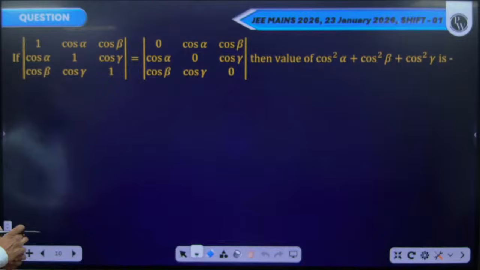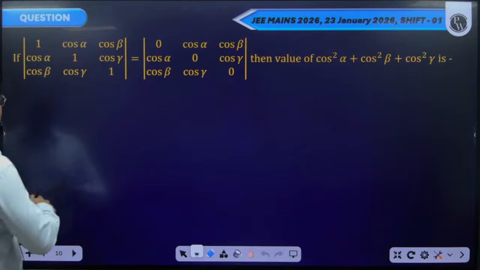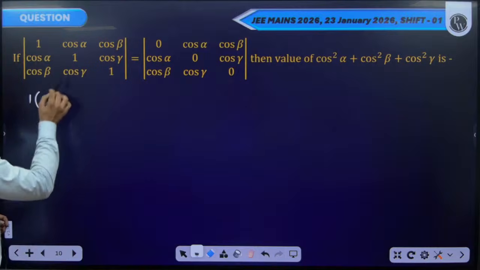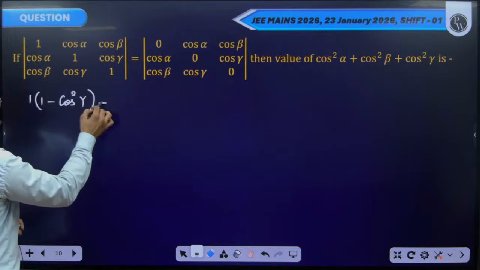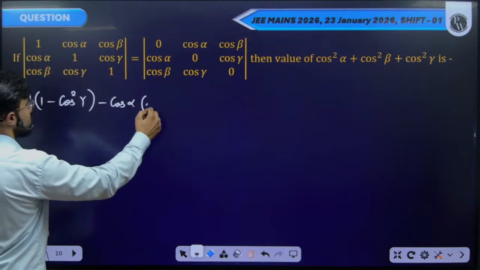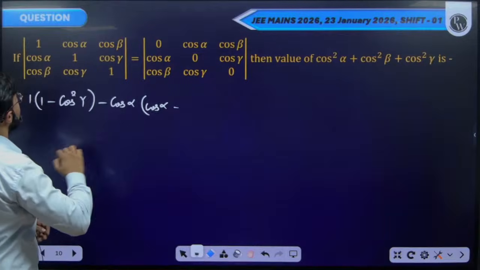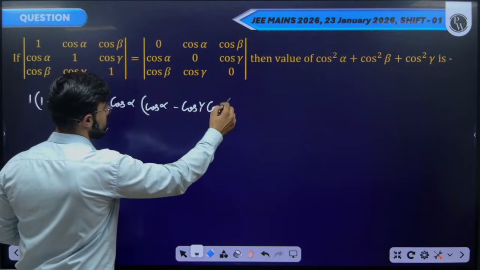This is again a calculative question. You have to just expand the determinant and find out the value of cos square alpha plus cos square beta plus cos square gamma. Now see how we do this. So first expand this one. 1 minus cos square gamma, minus cos alpha times cos alpha minus cos gamma cos beta.